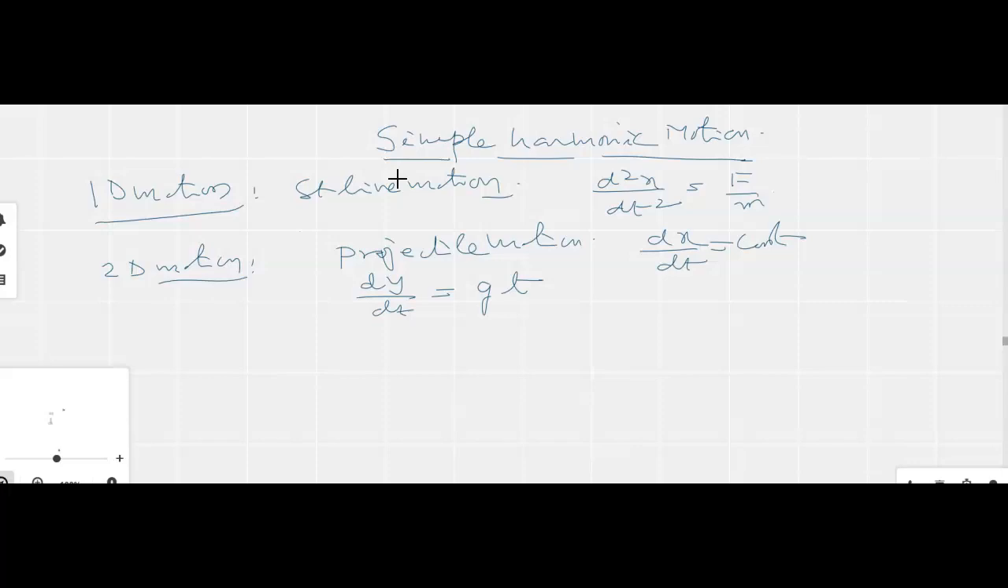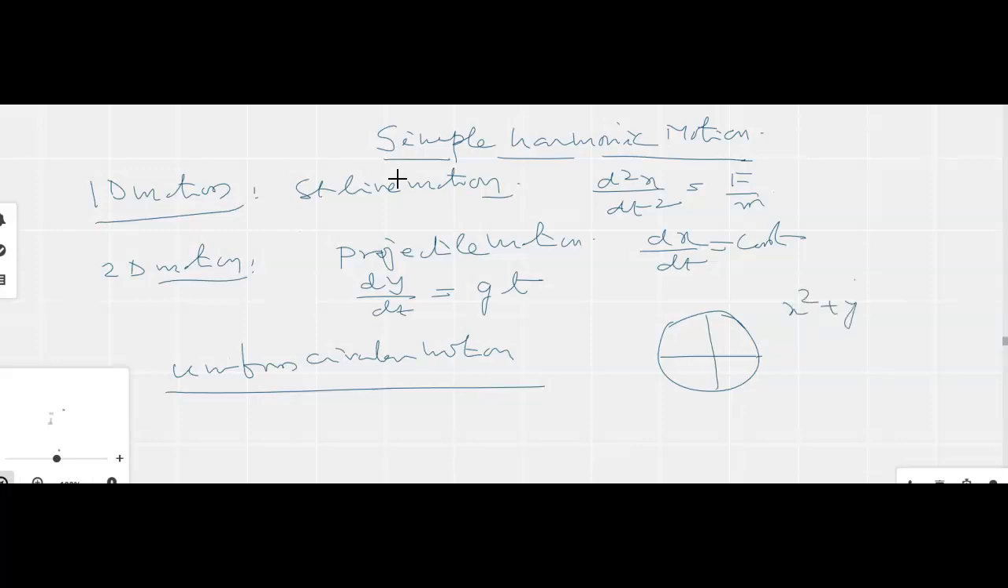The other two-dimensional motion is the uniform circular motion, where the object goes in a circle with a uniform speed. So in this case, the path of the particle is given by x square plus y square is equal to a square, where a is the radius, or 2a is the diameter of the circle along which the object is moving.